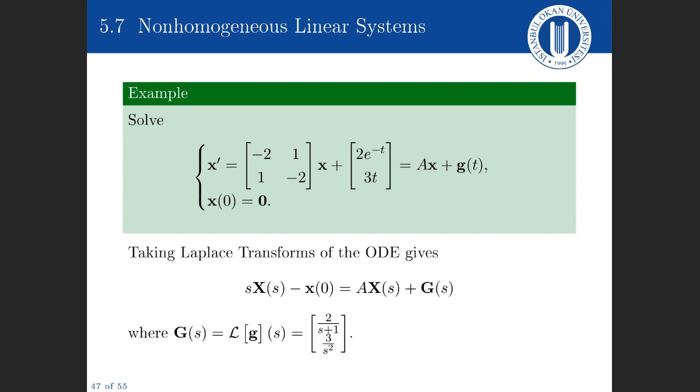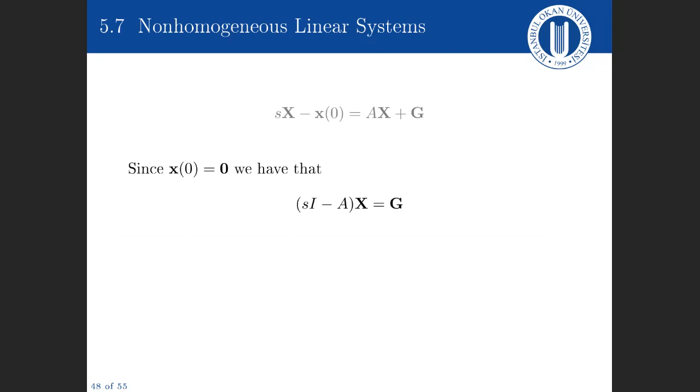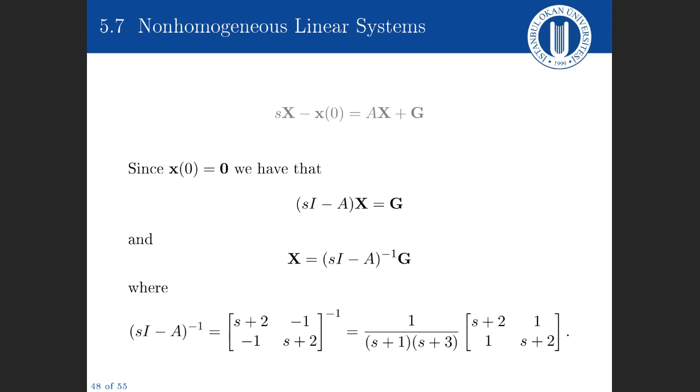We take the Laplace transform of the differential equation. On the left side, we have the Laplace transform of x prime. In other words, on the left side, we have s capital X minus x at 0, which of course is just 0. On the right-hand side, we have A capital X plus capital G, where capital G is the Laplace transform of small g. So we have sI minus A multiplied by capital X is equal to G, or capital X is sI minus A inverse capital G, where the inverse of sI minus A we can calculate like this.